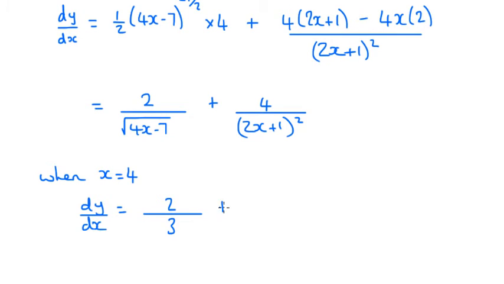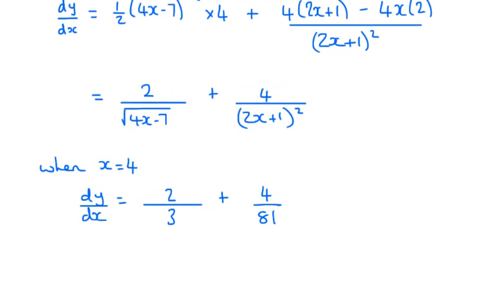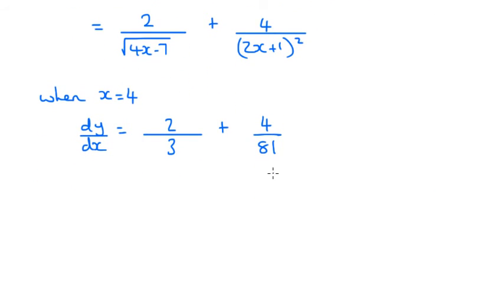So we've got 2/3 plus 9 squared, so 81. So 2/3 plus 4 over 81. You can use your calculator for that actually, because it will give it you in exact form. So I've got 58 over 81.